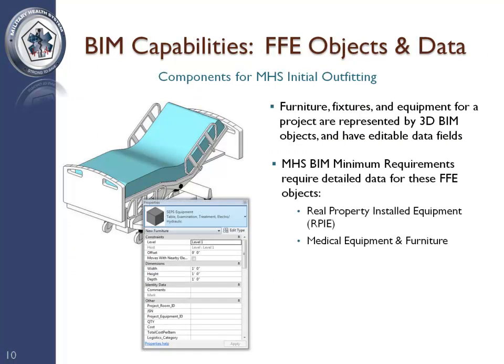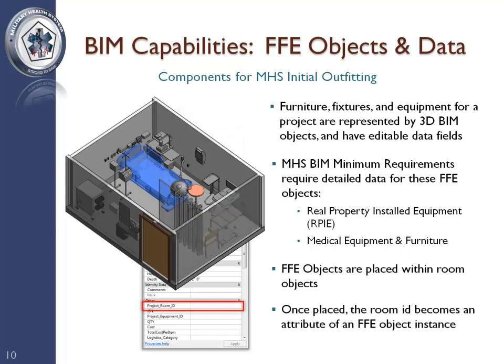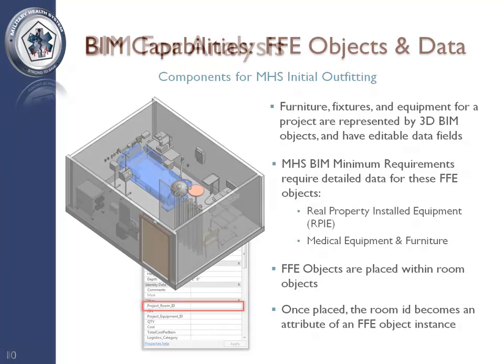For instance, a treatment bed can have data such as joint service number, room ID, and manufacturer attached to each instance of the object in the model. MHS BIMs are required to contain many components, such as doors, air handlers, and electrical panels. These components are affiliated with BIM room objects through the Project Room ID field.